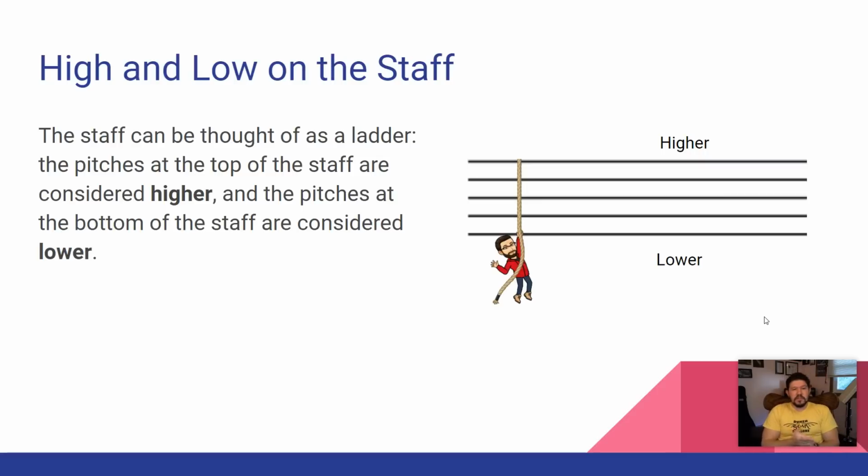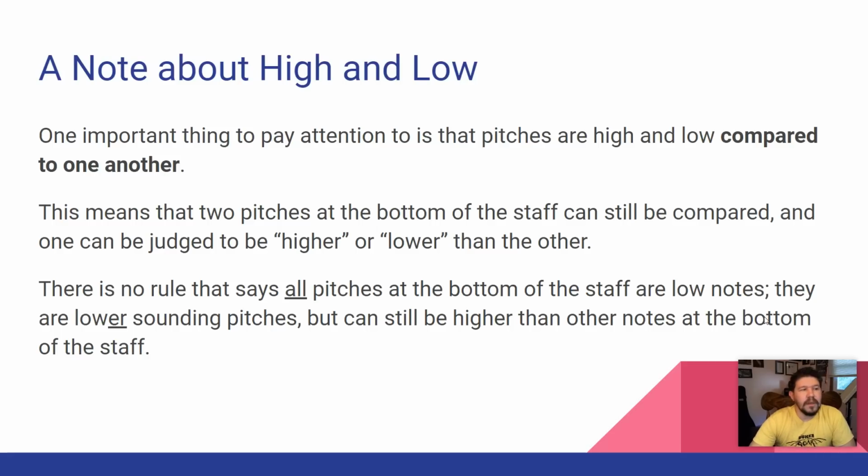A visual that I got for you here: the staff can be thought of as a ladder. If you're at the bottom of the ladder, you're typically a little bit lower. If you are at the top of the ladder, you're a little bit higher. That would be one thing to keep in mind. The staff is very much like a ladder, and as you go from bottom to top, you are going to go from lower to higher pitches. So, a very important note about high versus low.